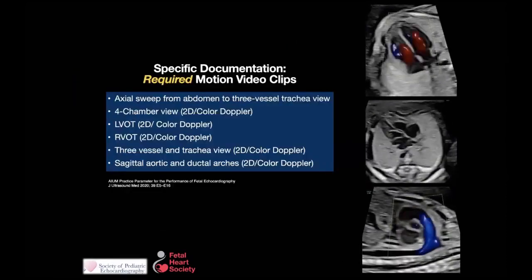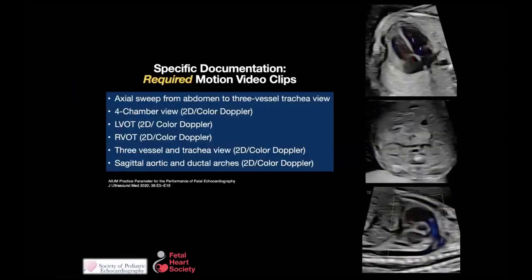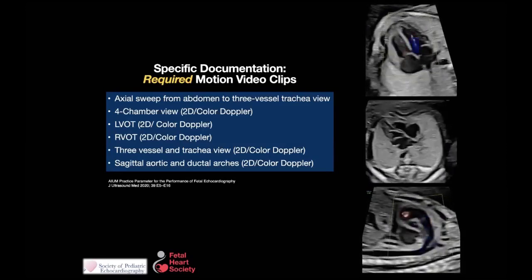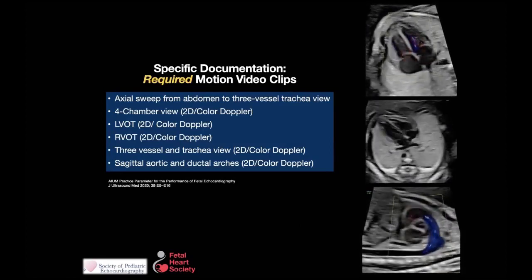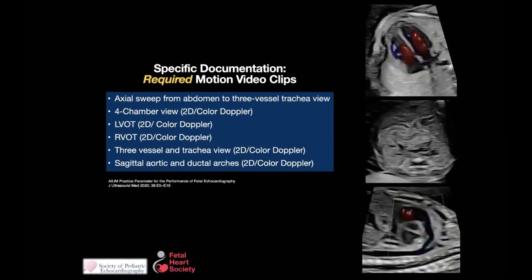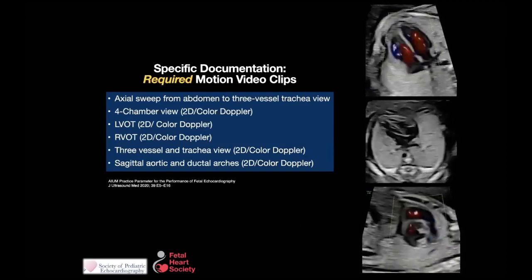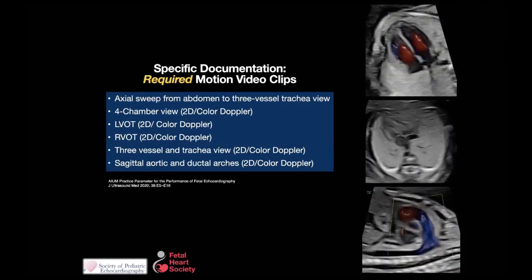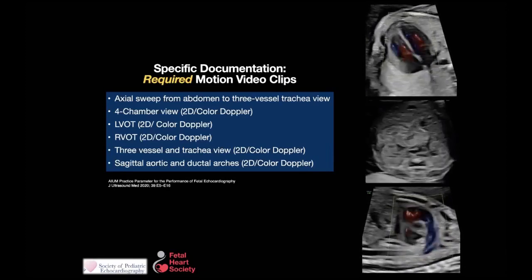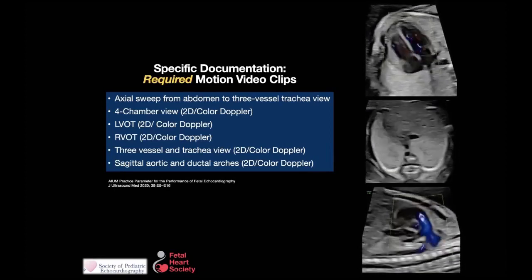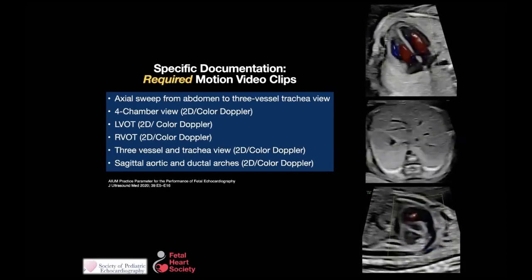Now we also have specific documentation, which requires motion video clips. So in addition to still frames, these are needed for documentation. Now, if there are any suspected structural or functional cardiac abnormalities, additional clips are needed. The required clips include an axial sweep from the abdomen to the 3-vessel trachea view.